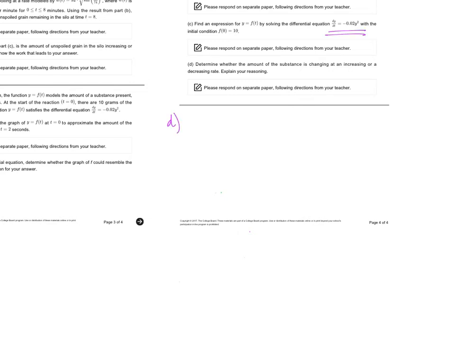Remember, this is the rate at which it is changing. That's what a derivative is. That's what dy dt is, the derivative. Determine whether the amount of substance is changing at an increasing or decreasing rate. So they're asking you about the rate of change of the rate, correct? So I basically need to see the second derivative, right? It's the same curve sketching relationships. I'm asking you if this is increasing or decreasing. So if this guy is increasing or decreasing, I have to look at his derivative and see if the derivative is positive or negative. So let me do that.